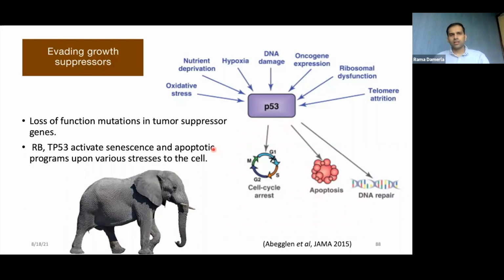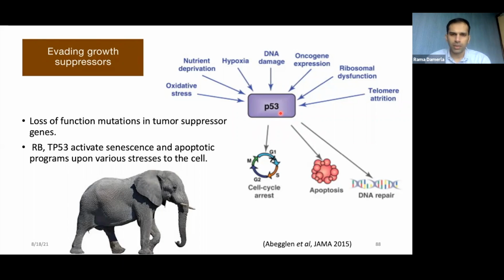So the next one is evading growth suppressors. These are loss of function mutations in these genes known as tumor suppressor genes. And as I told you, retinoblastoma and P53 are two proteins that activate senescence and apoptosis upon various stresses to the cell. And P53 is a protein that plays a role in almost every pathway in cancer.